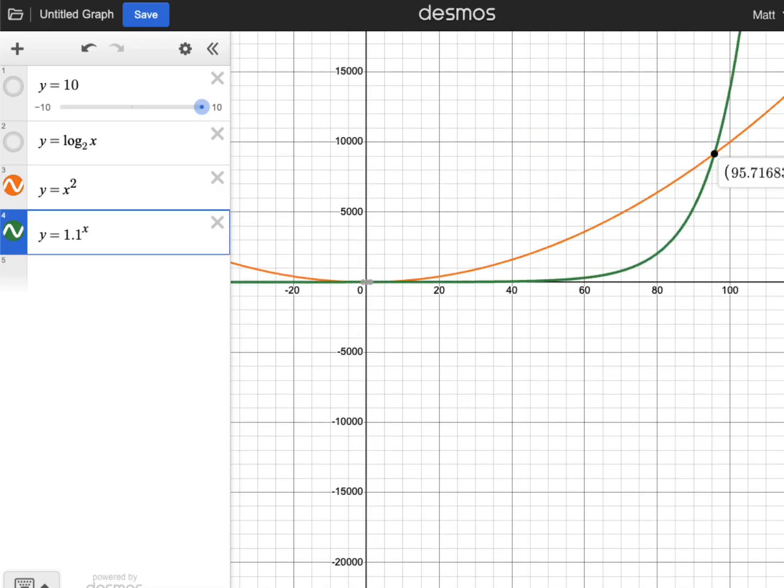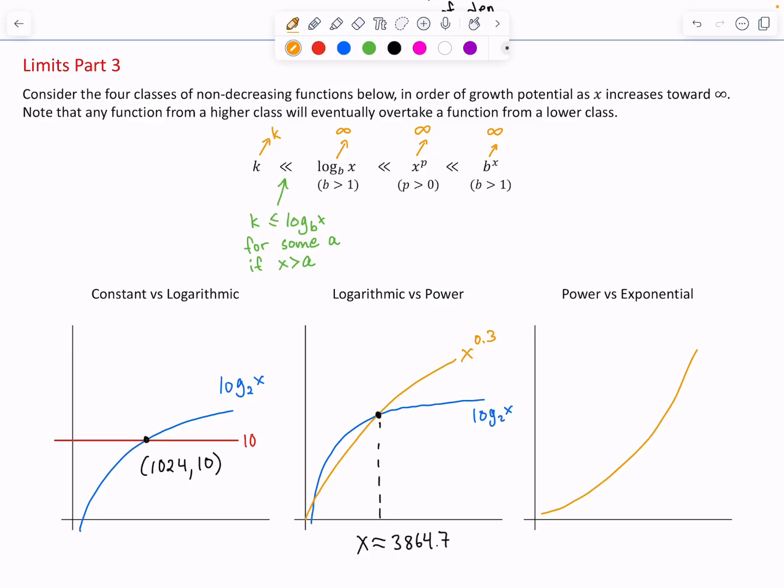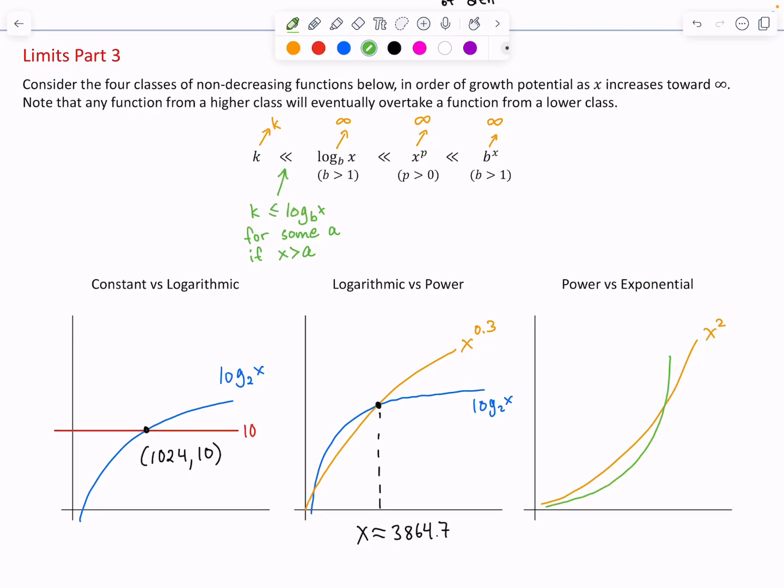Eventually, the exponential function overtakes the power function. So in our notes, we had a power function x squared and a growing exponential function 1.1 to the x. And in this case, the point of intersection occurred when x was about 95.7.